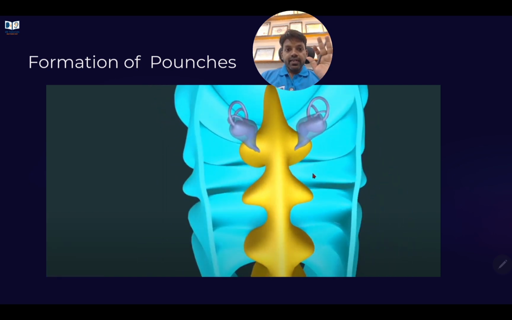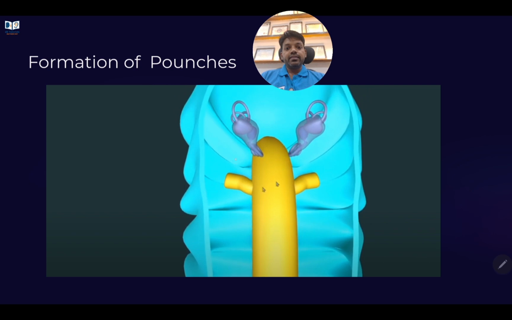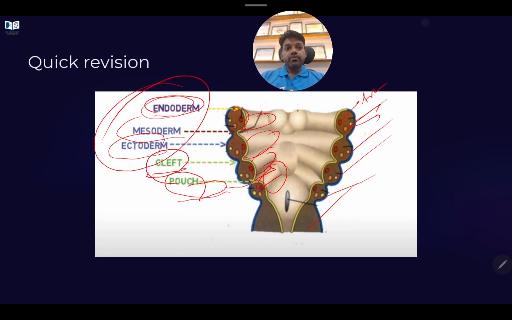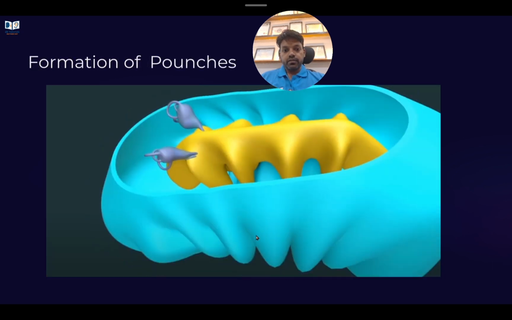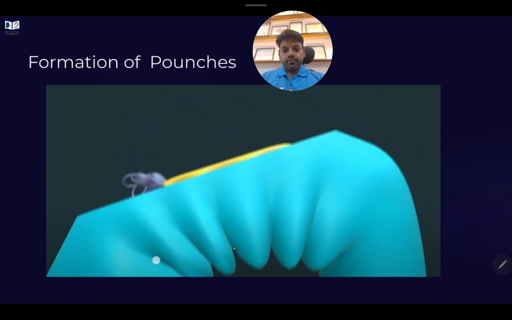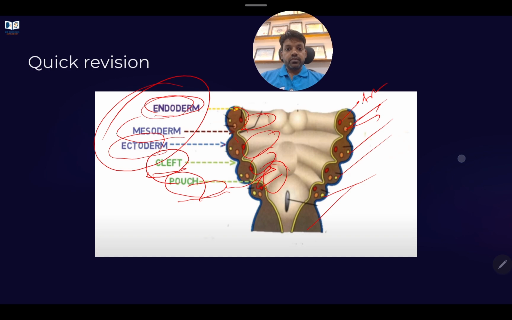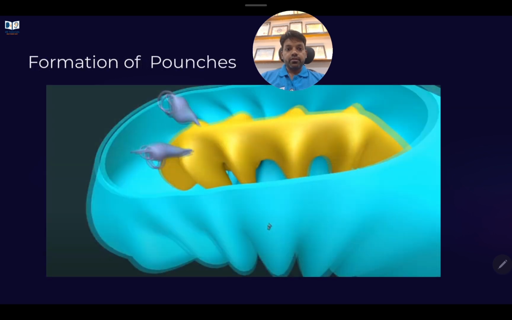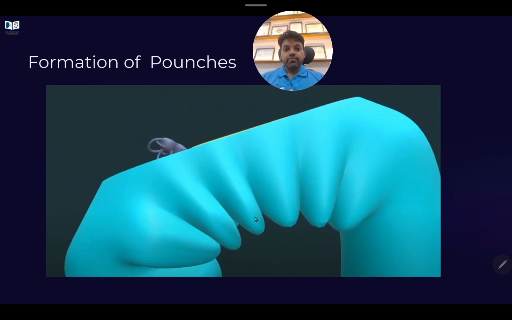Just for understanding purposes, we have made a simplified version of the pharyngeal arch. What you saw, I'll just go back to this once again. Why is it going here again? Okay, I cannot touch this.